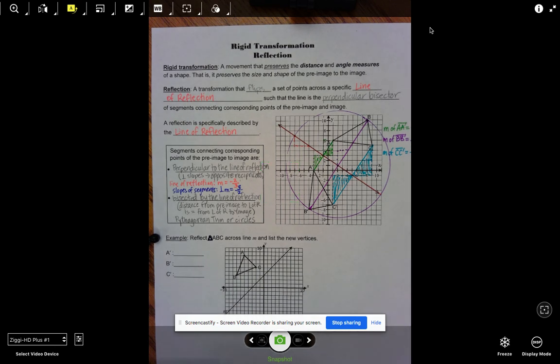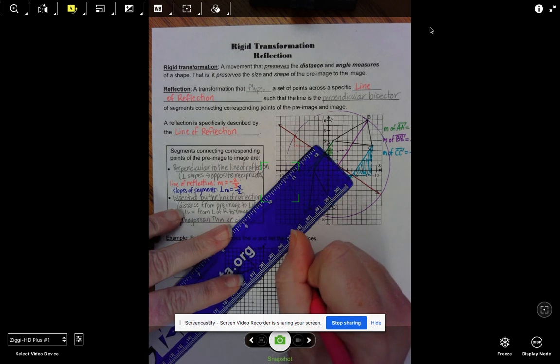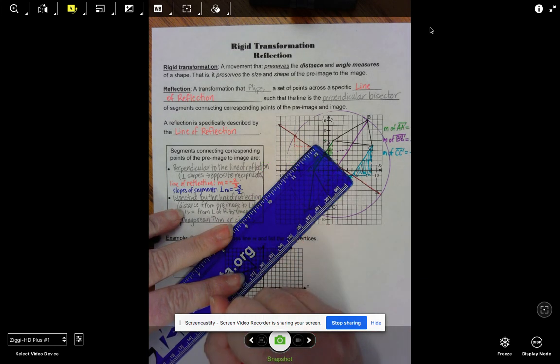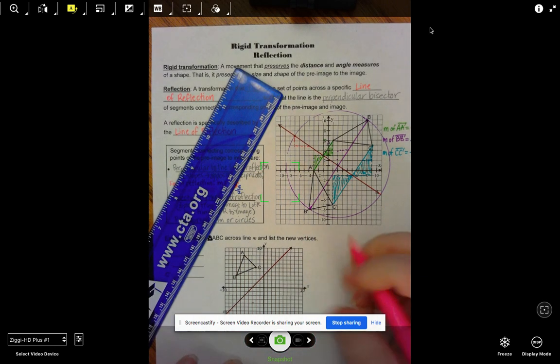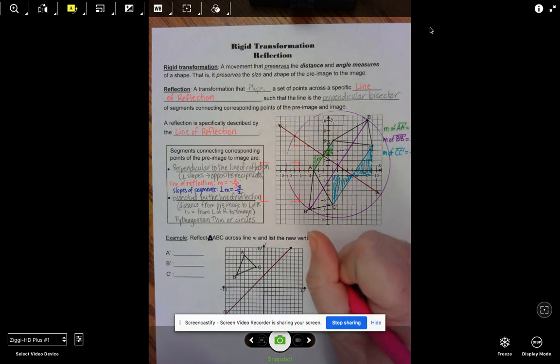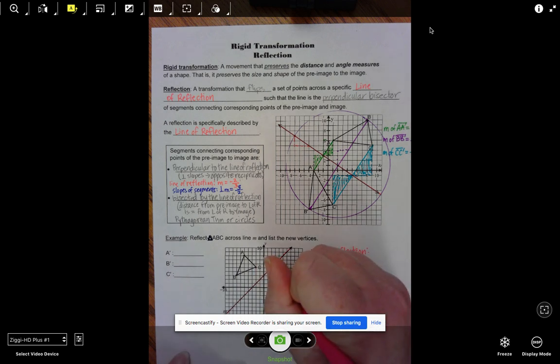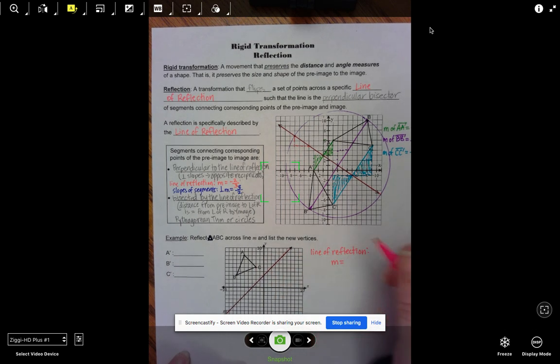So it doesn't matter where we start. We want to try and start with looking at our line of reflection because that's important, that perpendicular piece. So again, here's my line of reflection. I want to figure out what that slope is. So the line of reflection has a slope of, what is this? Over 1, up 1. So it's 1.